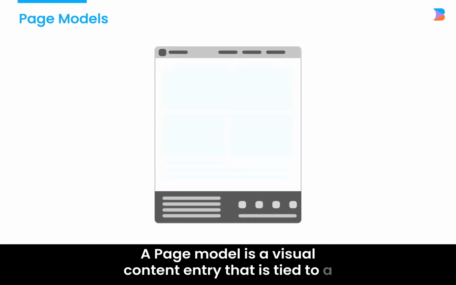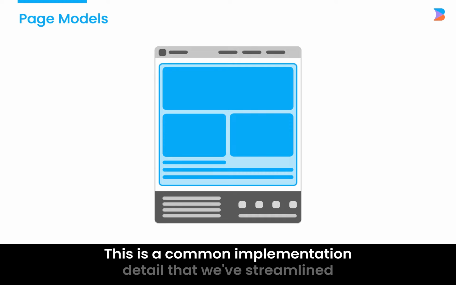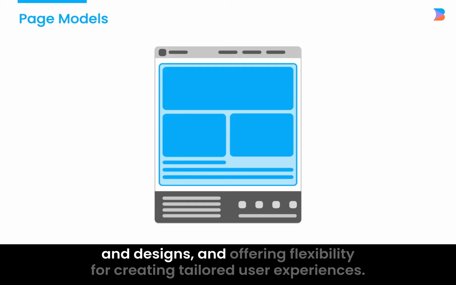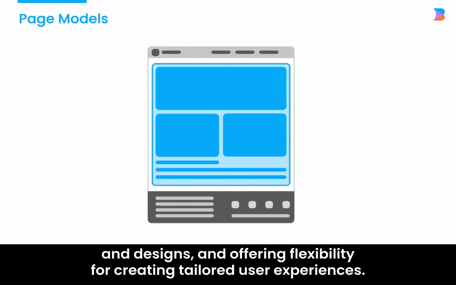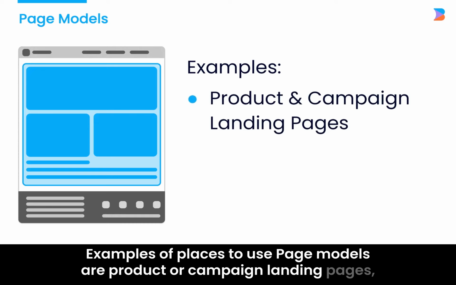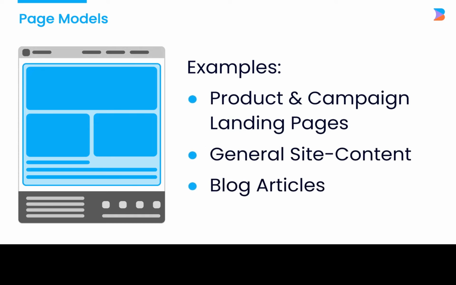A page model is a visual content entry that is tied to a particular URL path, intended for large format content entries. This is a common implementation detail that we've streamlined into Builder's platform. These are ideal for publishing standalone pages with unique layouts and designs, and offering flexibility for creating tailored user experiences. Examples of places to use page models are product or campaign landing pages, general site content, and blog articles.